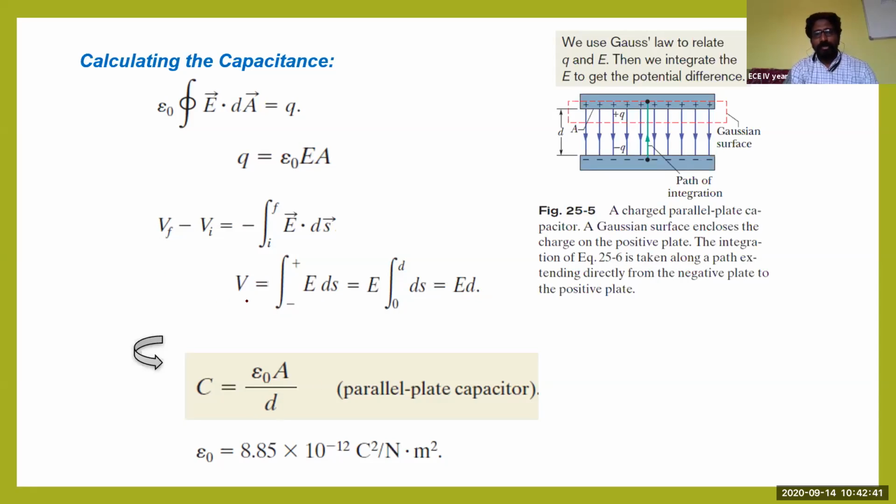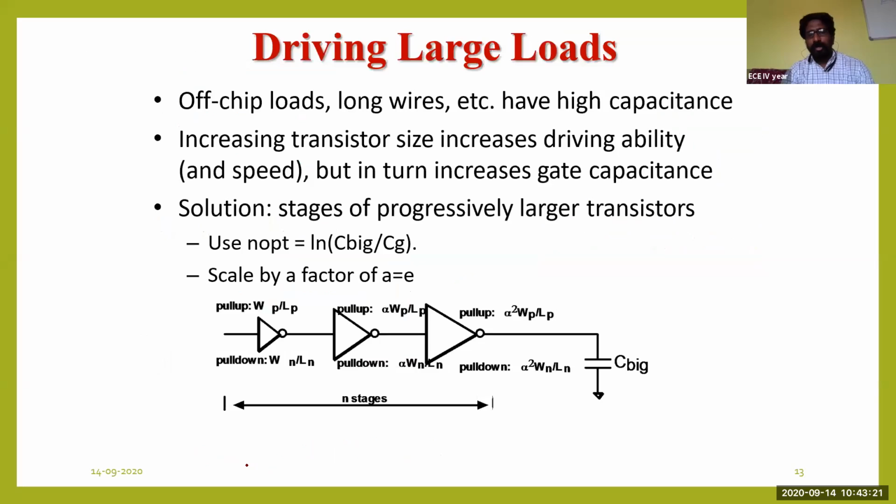Now you substitute this in the other formula which you have seen, C equals Q over V, and ultimately you will get the formula C equals epsilon naught A over d. This is the formula for finding the capacitance of parallel plates. If you have parallel plates of area A and the distance between the plates is d, then this is the formula to find the capacitance. The previous one is the formula in terms of charge and potential difference. And epsilon naught is 8.85 into 10 power minus 12 coulomb square per newton meter square.